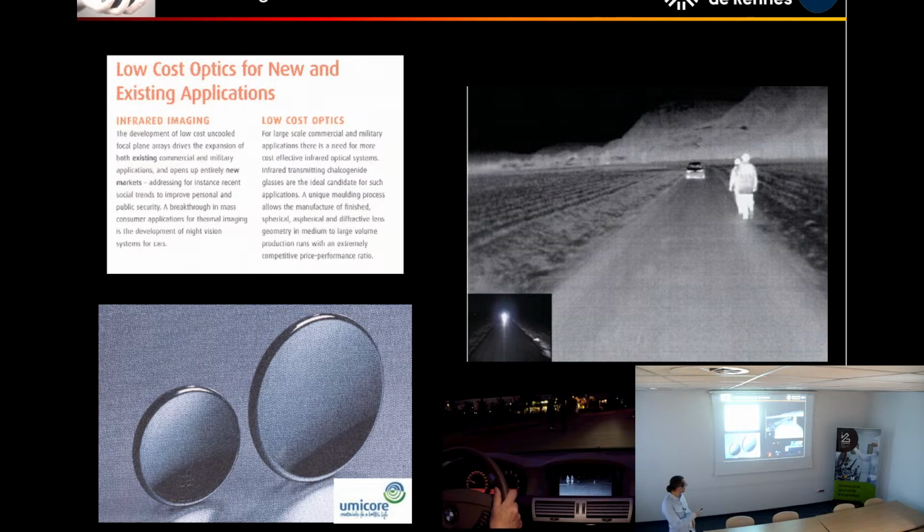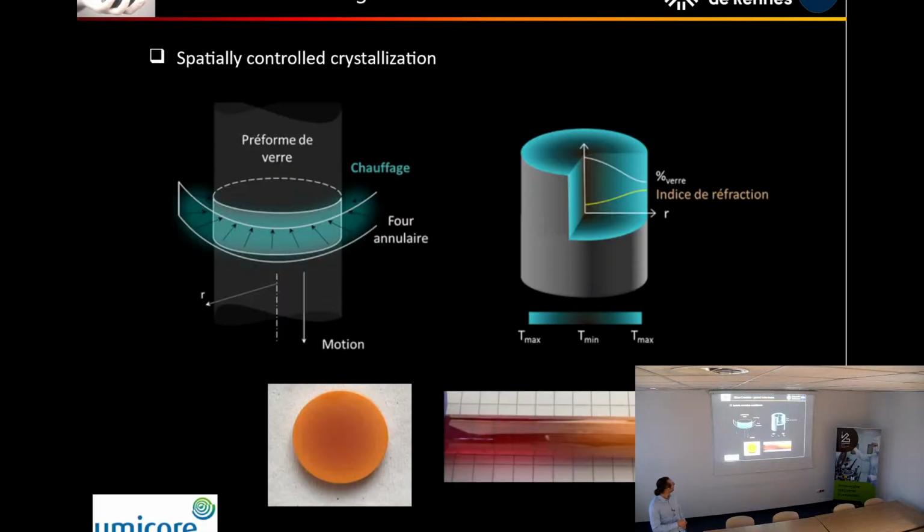Okay, so this is an example of a chalcogenide lens molded by the company Umicore, which is close to Rennes. In the topic of chalcogenide lenses, one part of the team is working to prepare graded index lenses in order to reduce the number of lenses in front of an infrared camera.